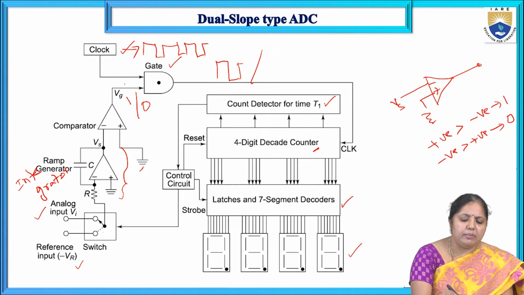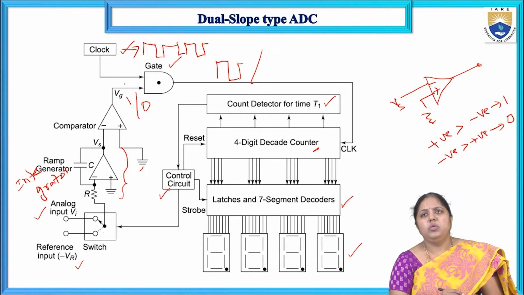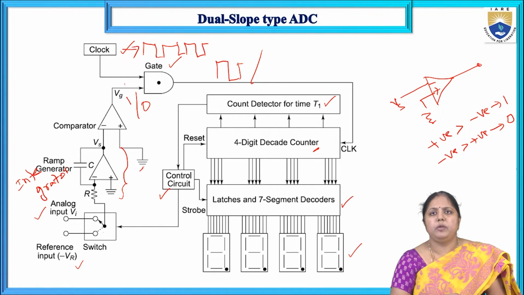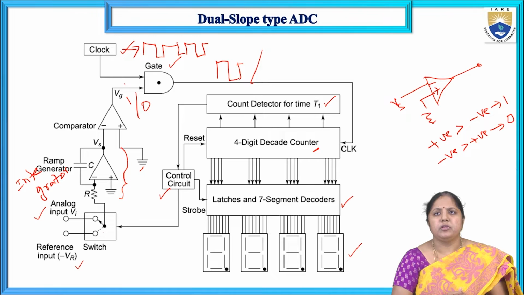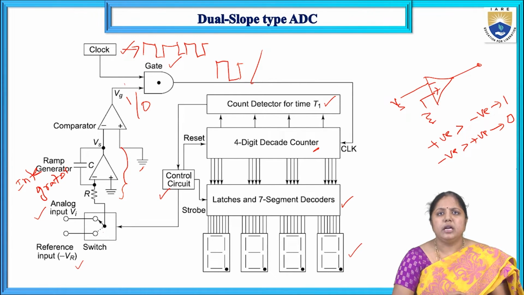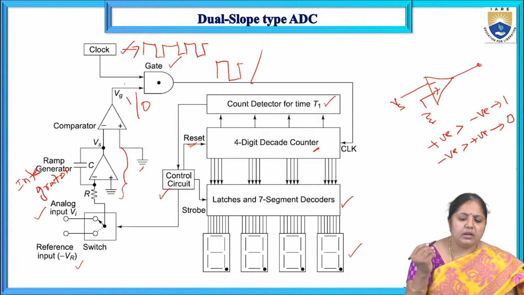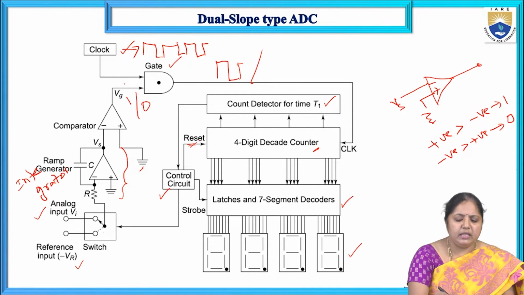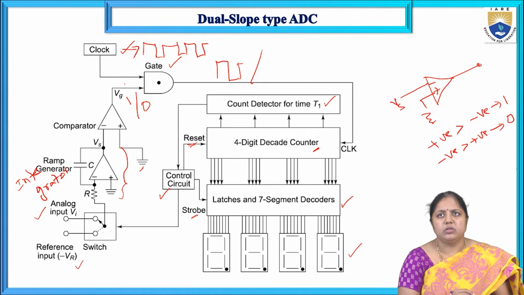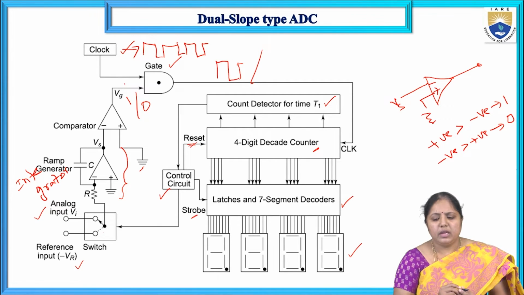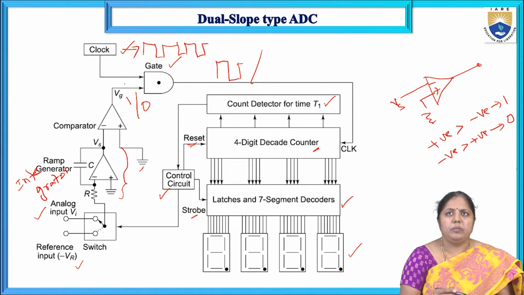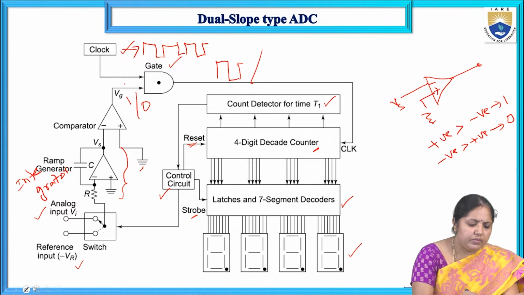If you see the main circuit here, this is the control circuit. The switch operation, the conversion process and everything will be under the control of the control circuit. From this control circuit, there is a reset pin, and there is a strobe arrangement also. So now let us see what operation is going on.